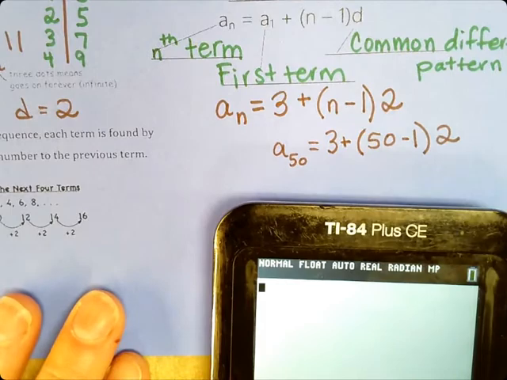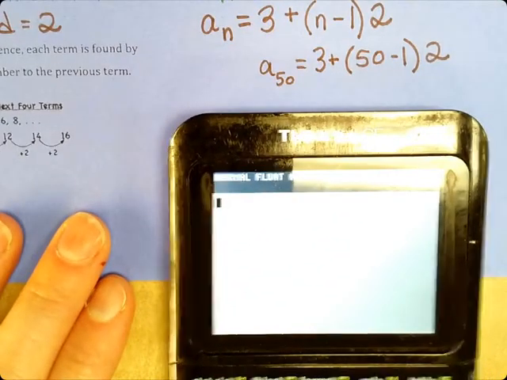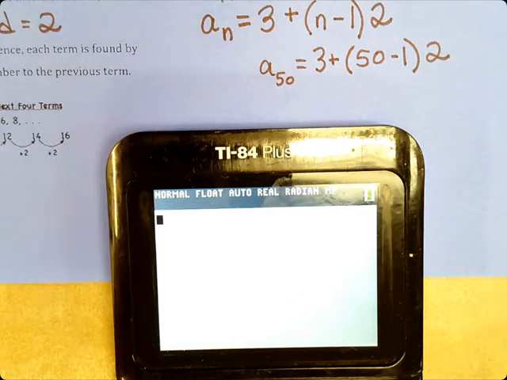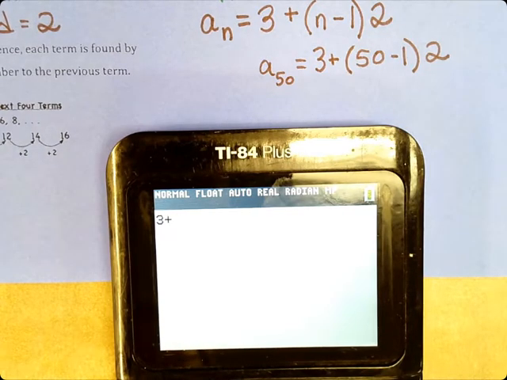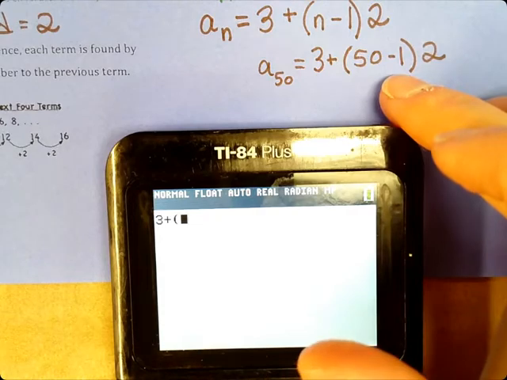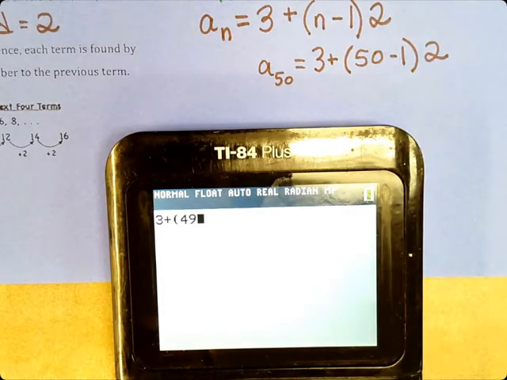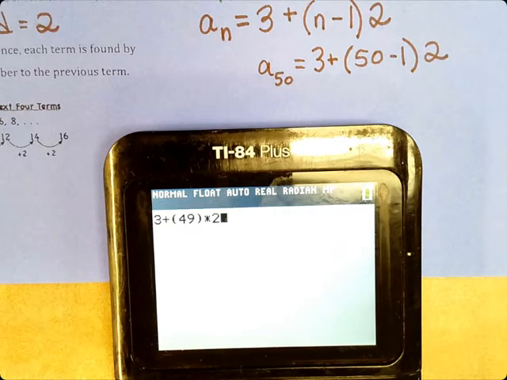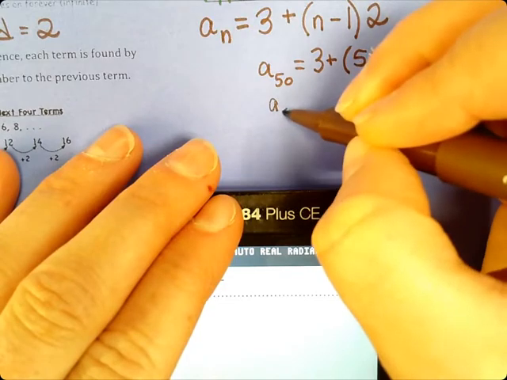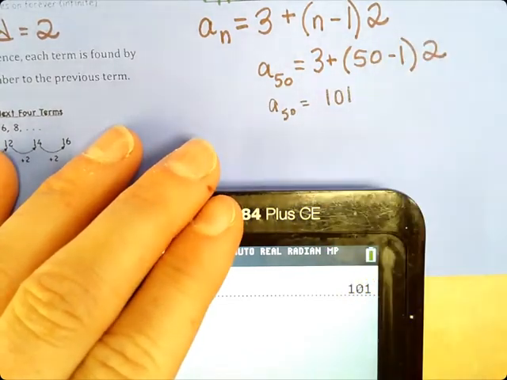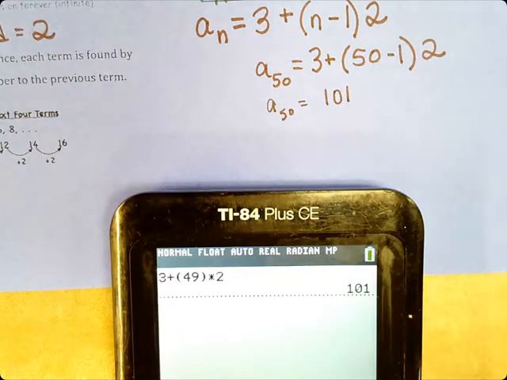So let's go back to the home screen. We can just use the calculator straight up. Second quit to get back to the home screen. So we're going to do 3 plus parentheses 50 minus 1 is 49 times 2. You can put in 50 minus 1, or to save yourself a step, you just write 49. 101. Okay, so the 50th term is 101.